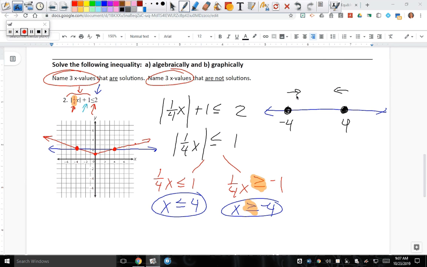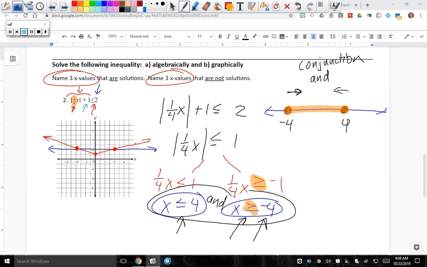She said go to 4 and shade to the left because everything that's less than, and that's why I put an arrow to the left. Go to a -4 and shade everything to the right because we want x's that are greater than -4. So if I do this, what's the word that you learned today that you need to write down in your answer? And. So this is a conjunction where it's and. That means this and that.